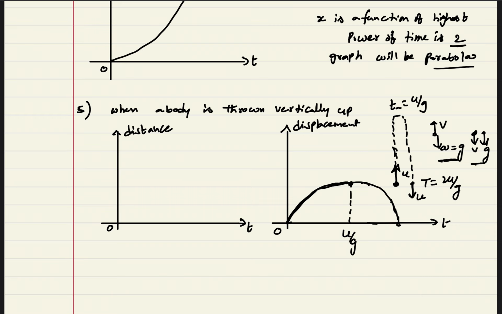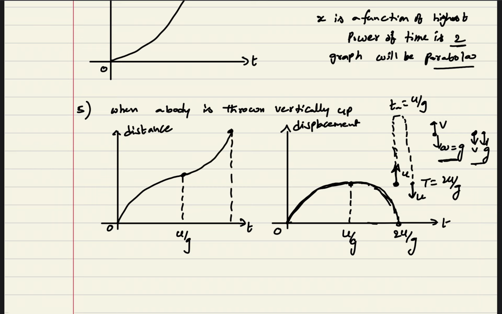You can see at the highest point, time of ascent is u by g. Here it is 2u by g, initially time is 0. The same case if you draw for distance and time: up to t is equal to u by g, distance and displacement are the same. But after that, whenever the body is accelerating, you can get the graph like this.